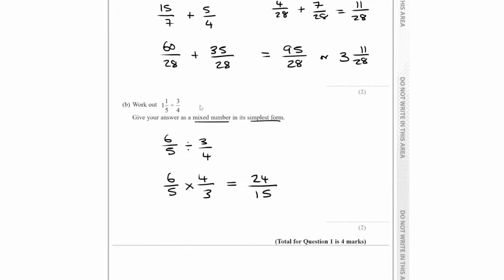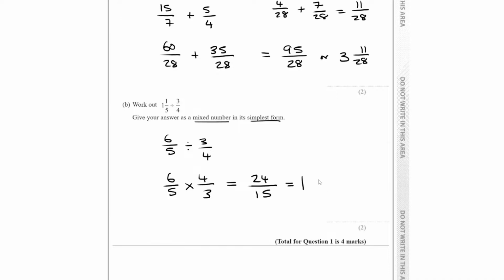You can do either one first. You could convert it into a mixed number first and then simplify it. You could simplify it first and then convert it into a mixed number at the end. That bit doesn't really matter. I guess if you do it into a mixed number first, then simplifying it will be a little bit easier. So how many 15s go into 24?